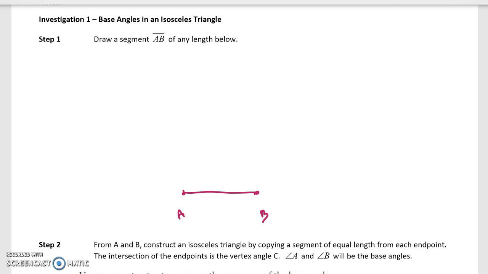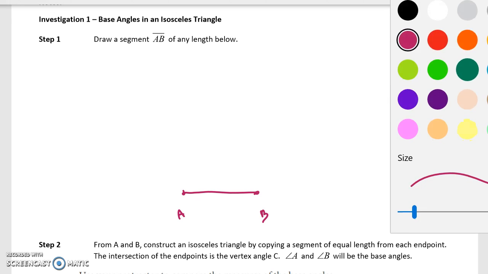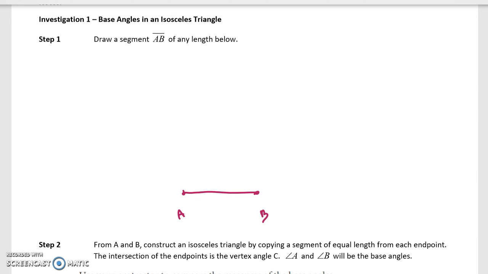from each endpoint. So what I mean by that is go ahead and set your compass to any length. It does have to be over half the length of AB, which we'll get to in section 4.3, the reason why that's true. But after that, it can be any length. So it can't just be a tiny little swoop. But other than that, almost anything is fair game. So go ahead and pick a length for your compass.